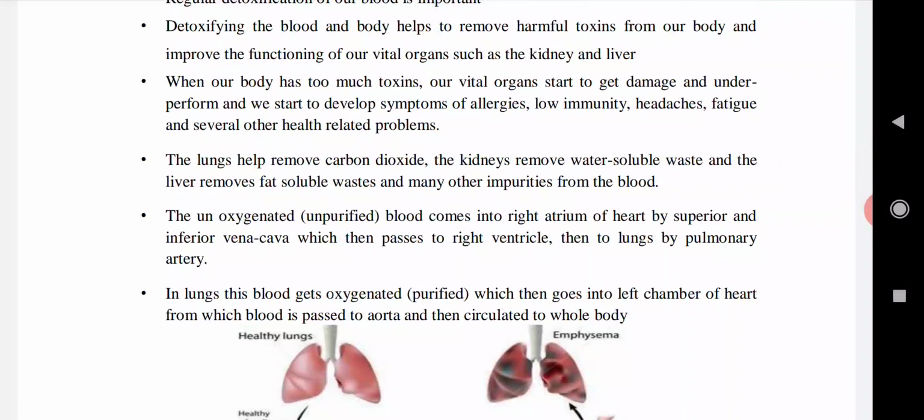The lungs help to remove these toxins, that is, the carbon dioxide from the blood. The kidneys remove water soluble waste. The kidneys act as a filtering organ in our body. The liver removes fat soluble waste. Just note that point: the lungs help to remove carbon dioxide, the kidneys remove water soluble waste, and the liver removes fat soluble waste.